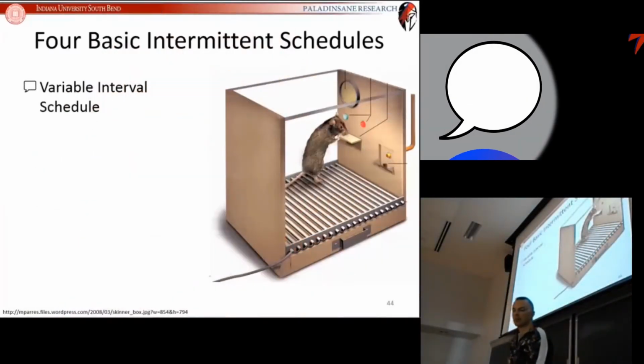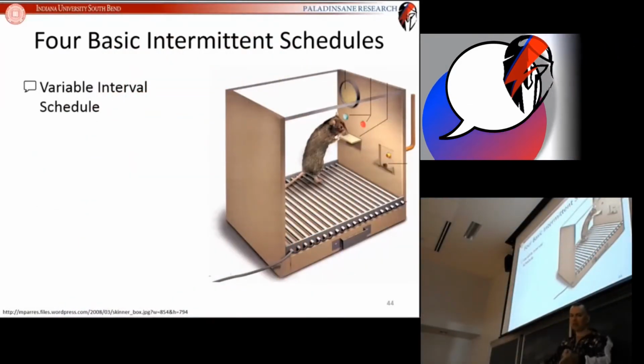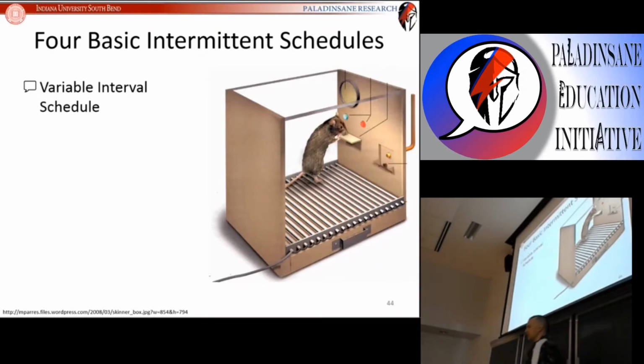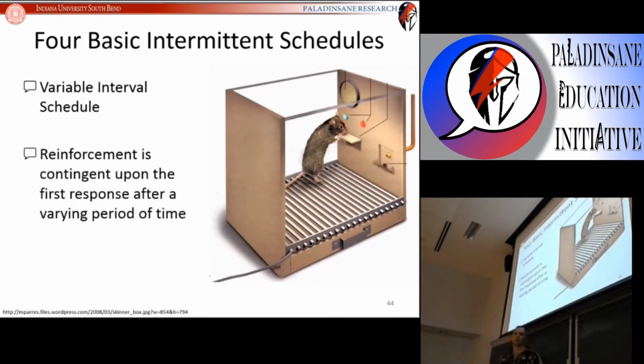All right, and the last one that we have of the four basic schedules is the variable intermittent schedule. And the variable intermittent schedule is once again variable interval schedule. There's so many kind of terms flying around. Variable interval schedule is once again where you have an interval. And as soon as the interval expires, the first response is getting reinforced.